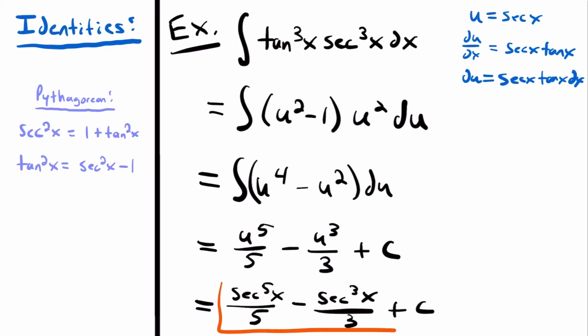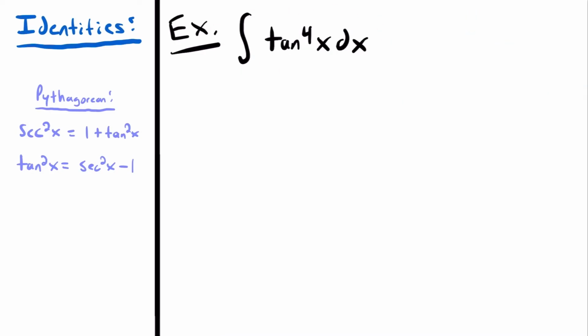And so that is the solution to this trigonometric integral. Let's look at another example. All right, so here's our next example. We have the integral of tangent to the fourth power of x dx. Now for this integral, in its current state, we obviously can't integrate it using any of the techniques that we know, so we need to simplify it a little bit or manipulate it using a Pythagorean identity.